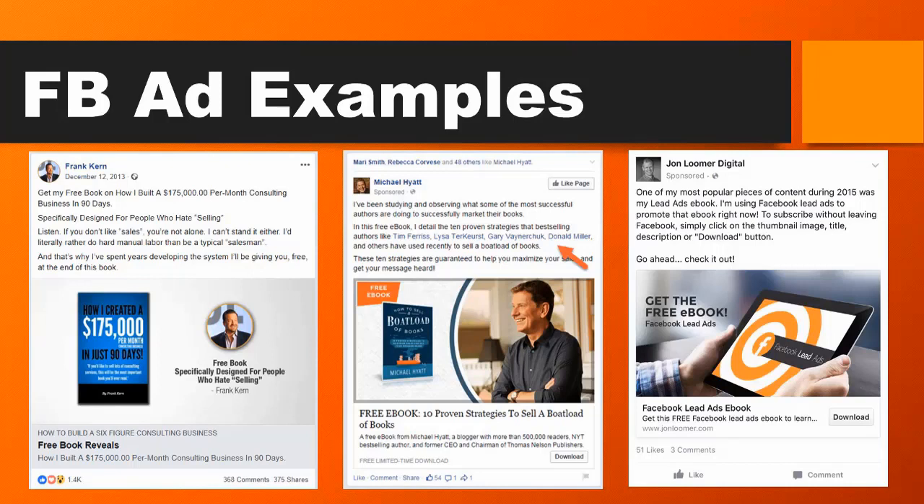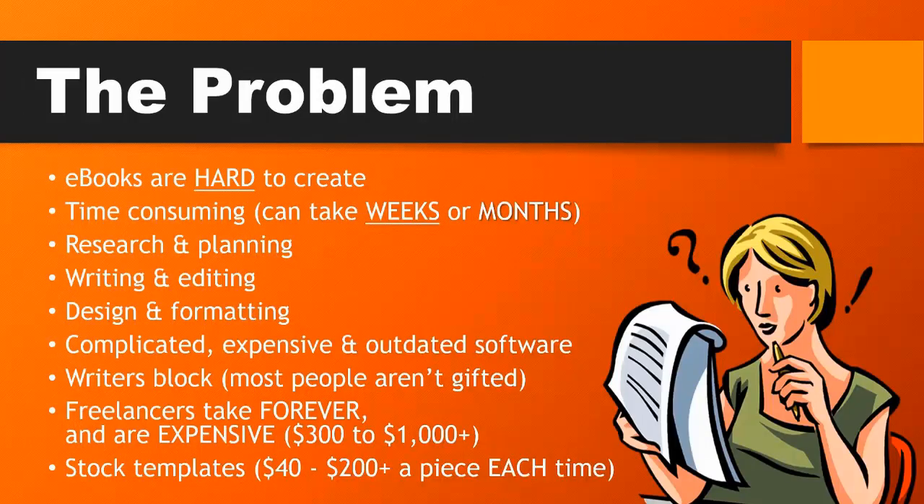Right, so by now you should know that you need to have an ebook at the beginning of the funnel. Right, this is a really proven and successful formula, but there's a massive problem. Okay, creating ebooks is a huge, massive problem. They're actually hard to create. Right, you may have heard that they're easy, but they're not.